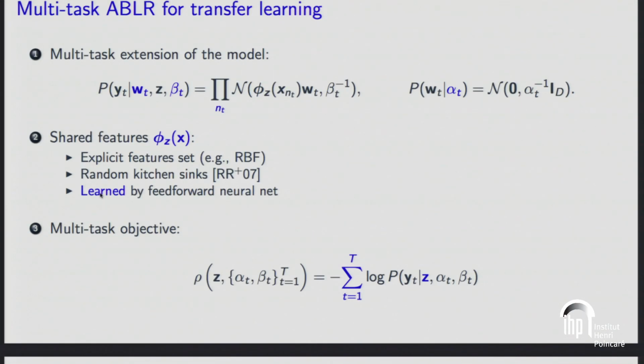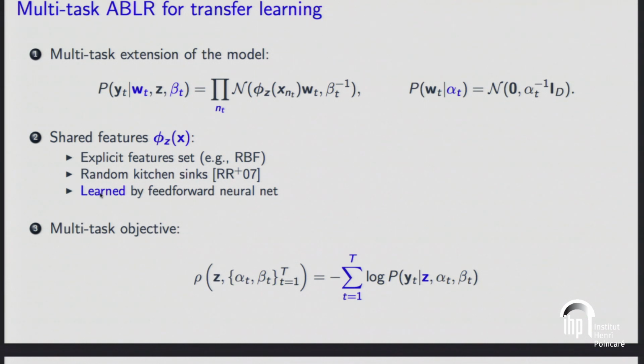So how do we use this in a transfer learning context? Instead of having just one of these ABLR models, we have T of those, one for each task. So we have T conditionally independent ABLR models, each one with its own scale and noise parameters, alpha T and beta T. So what is shared across tasks is phi of z. So the mapping that learns representation for your tasks is the same across all different tasks.